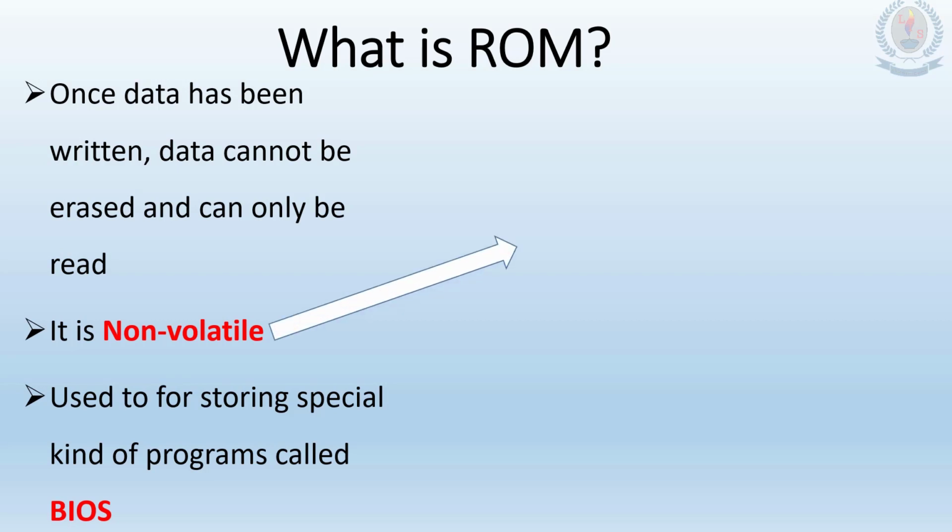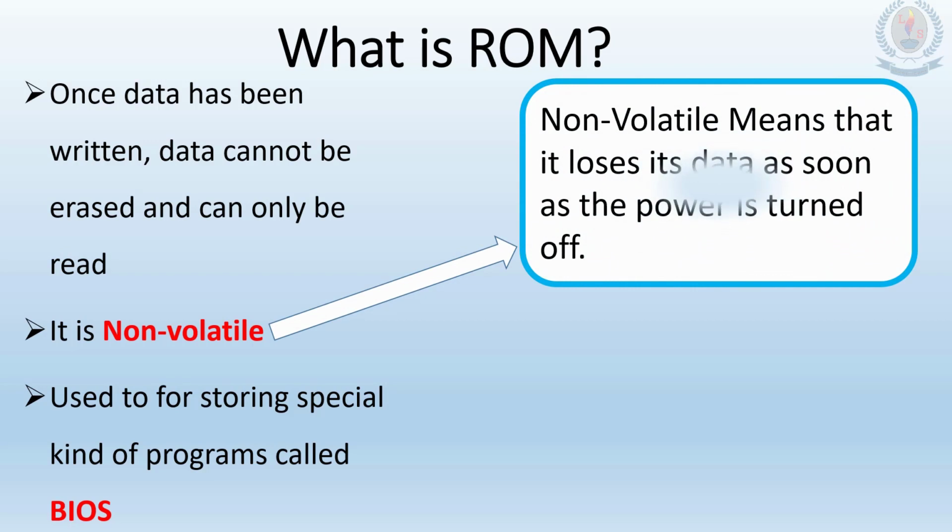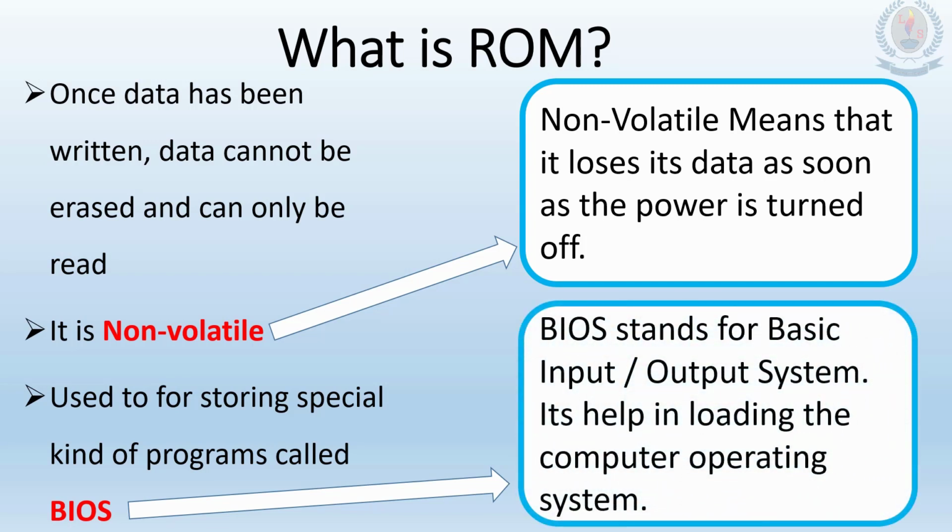Now let's see what is non-volatile first. As you know, volatile is when there is no power, there is no data. Then non-volatile means if you lose the power, that means if you switch off your computer, your data will remain in the ROM for later use. And what does BIOS stand for? Basic Input Output System. This helps the loading of your computer's operating system.